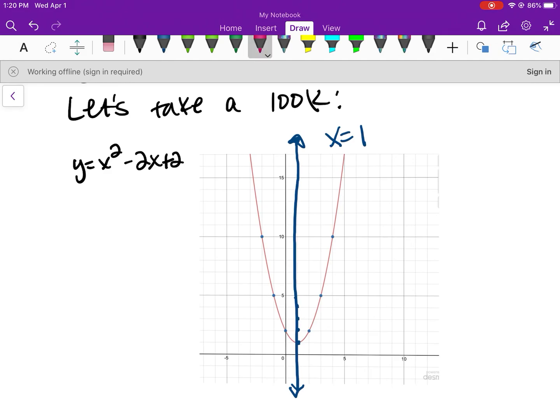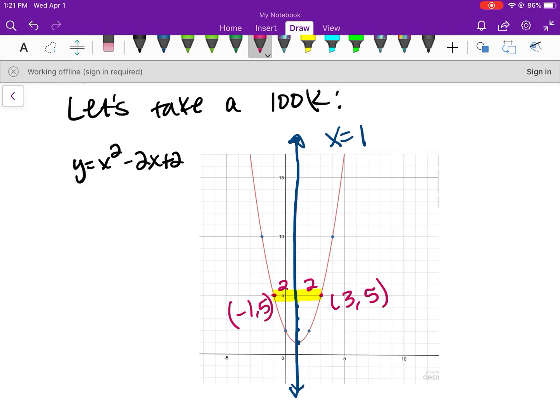So what I was talking about, the points being equidistant, for instance, look at this line right here. This point and this point both have a y value of 5. This is the point (3, 5), and this is the point (-1, 5). They have the same y value, and you will see that they are the same distance away from that blue line. They are both 2 units away from the axis of symmetry.